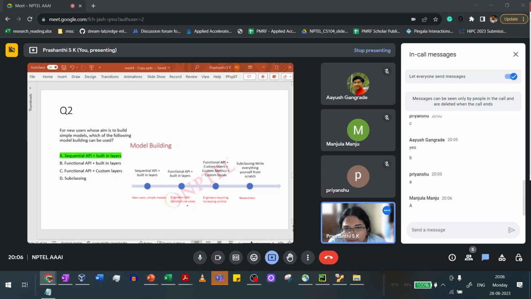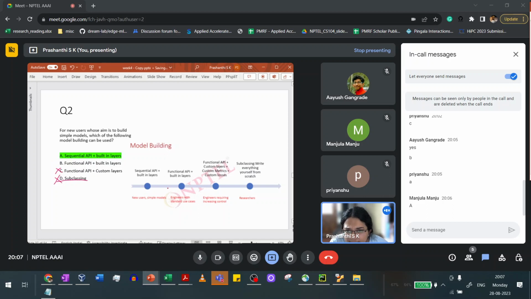So why not B? I think C and D are ruled out, right? Subclassing is for someone who wants to write everything from scratch. That's not for somebody who wants to build simple models. And functional API plus custom layers is also similar, right? You want to have customization there. So that leaves out A and B, right?